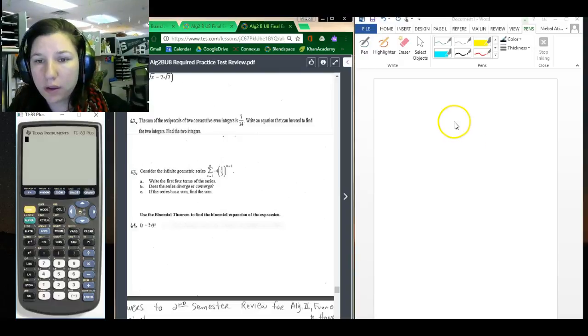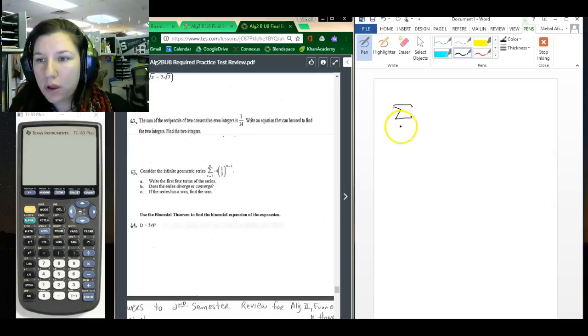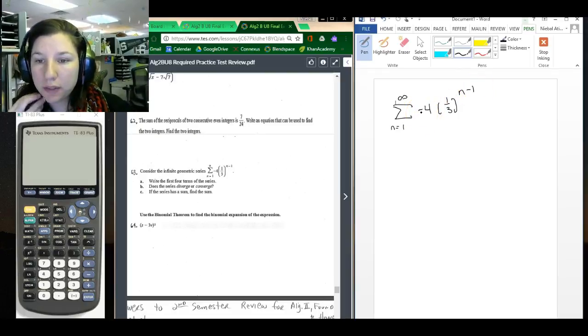Number 63, consider the finite geometric series from the first term to an infinite term, and they give us our equation. Okay. First, for part A, write the first 4 terms of the series.